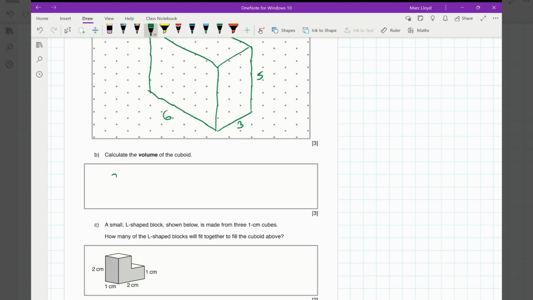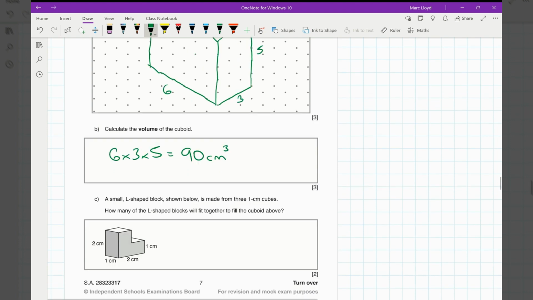Okay, calculate the volume of the cuboid. Nice and simple. 6 times 3 times 5. Remember to always write down your working. That gives us 90. And then our units are centimetres cubed.